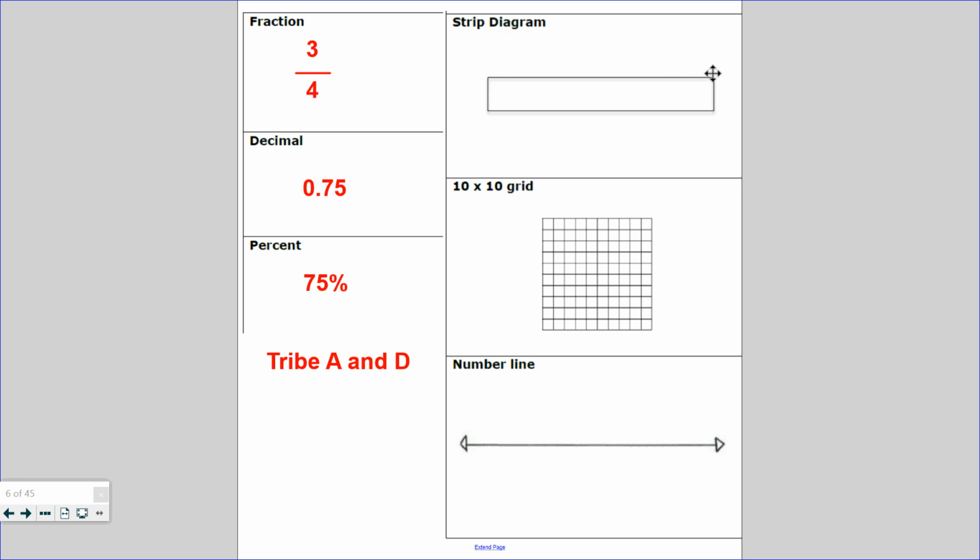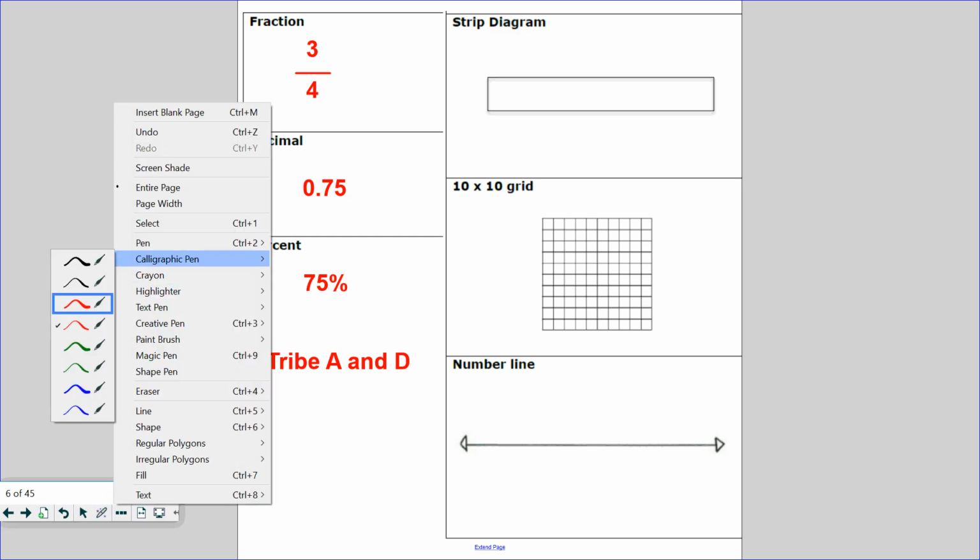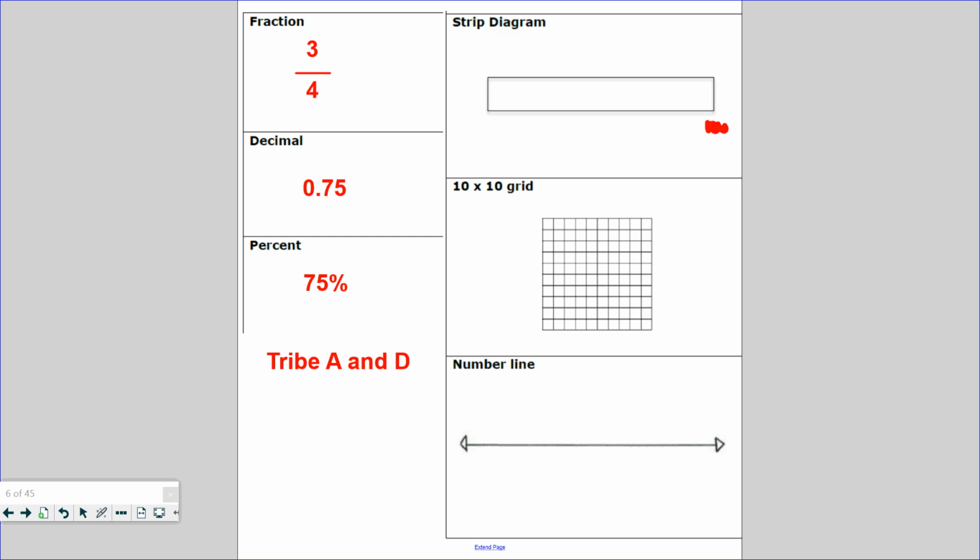If this is 100%, where would I put 75%? See, if I know this is, let me get my pen. If this is 100%, that means the whole thing, it will be the whole thing. So I know 50% is right here, so 75% would be right here in between 50 and 100%. So that is our strip diagram. So this would be 0%. I mean, nothing would be shaded.